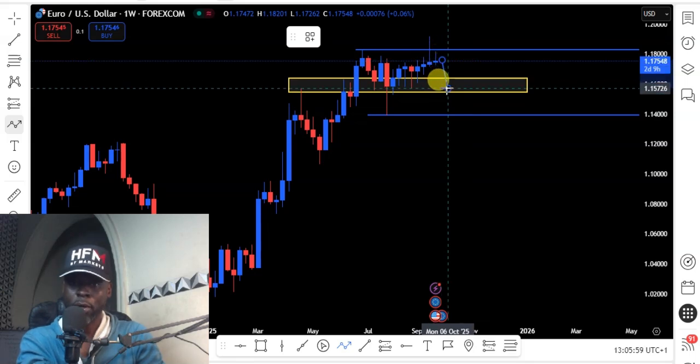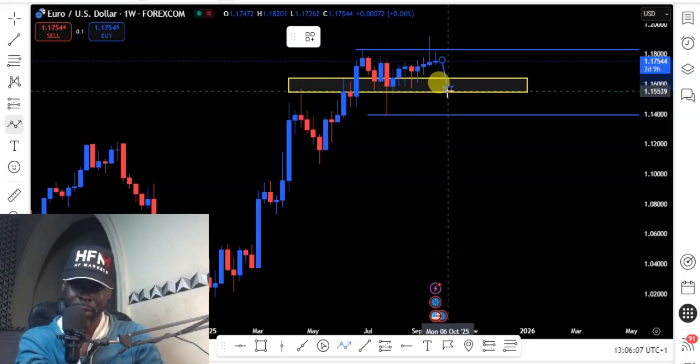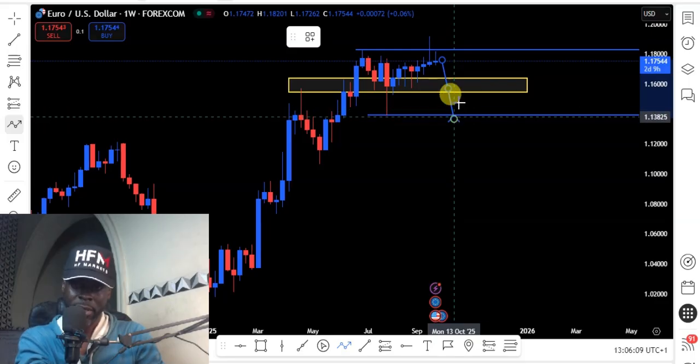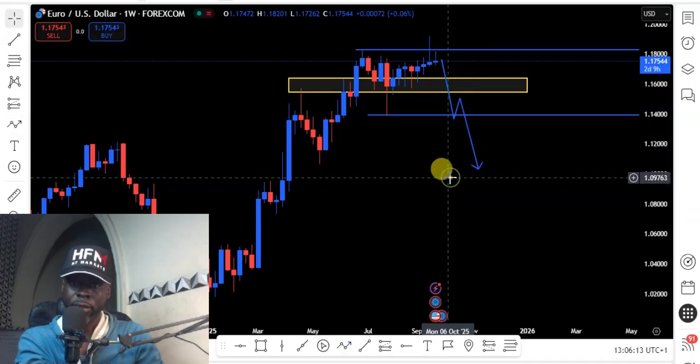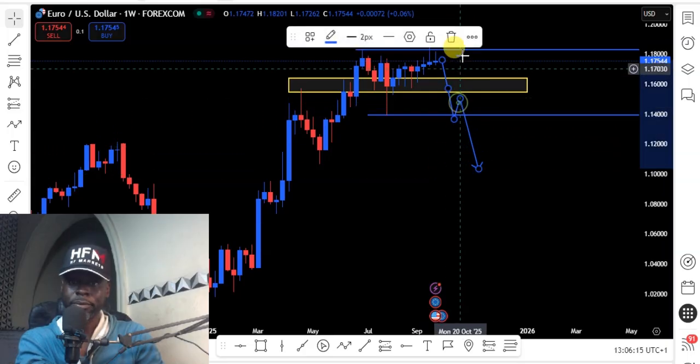For now, we don't have any good setup, but we're expecting price to move to this next weekly support level. After a break of this support level, we'll wait for a retest, then we'll start looking for possible selling opportunities for the EURUSD. So let's go to the daily chart of the EURUSD.